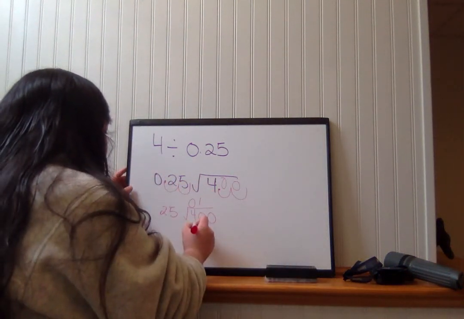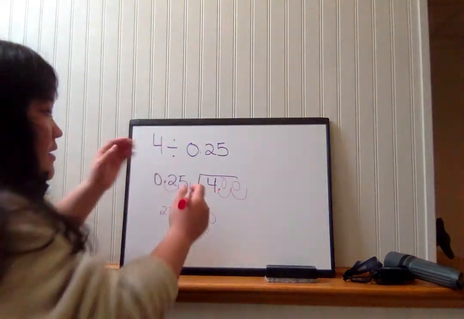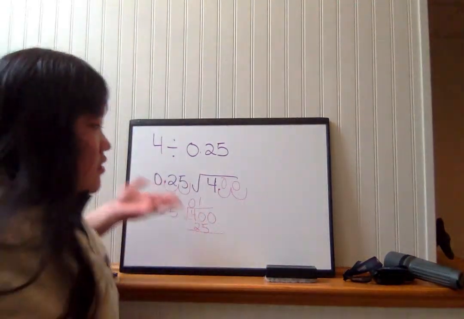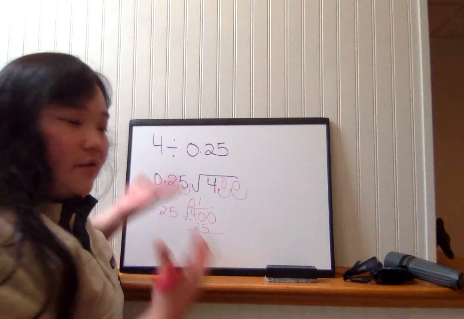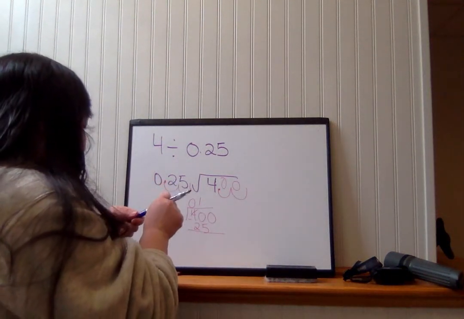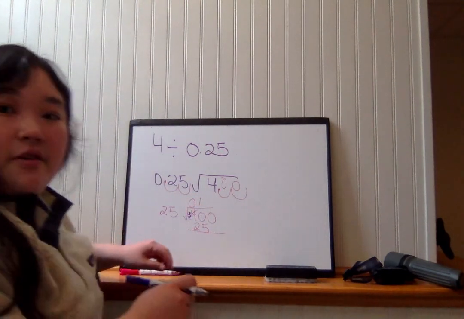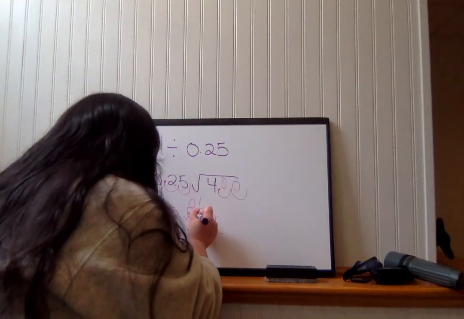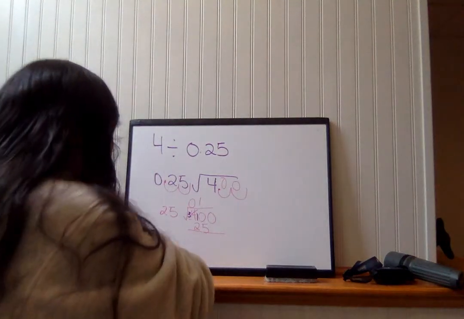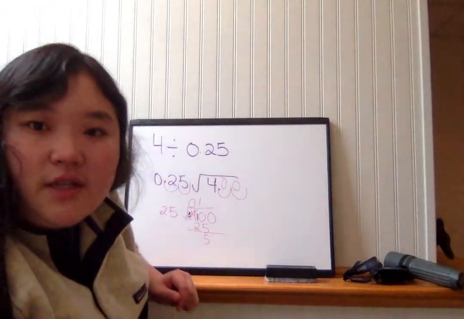1 times 25 is going to give us 25. From here, we're going to have to subtract. I know that I can't do 0 minus 5, so I need to go to my neighbor and borrow a 1 from the 4. The 4 now becomes a 3. And the 0 now becomes a 10. So, 10 minus 5 is 5. 3 minus 2 is going to give me 1.